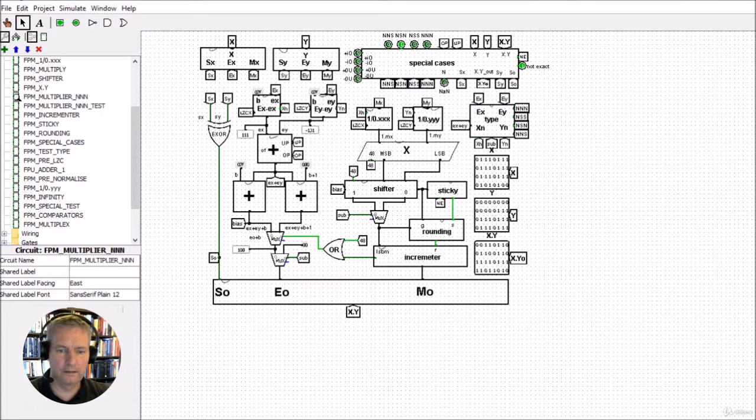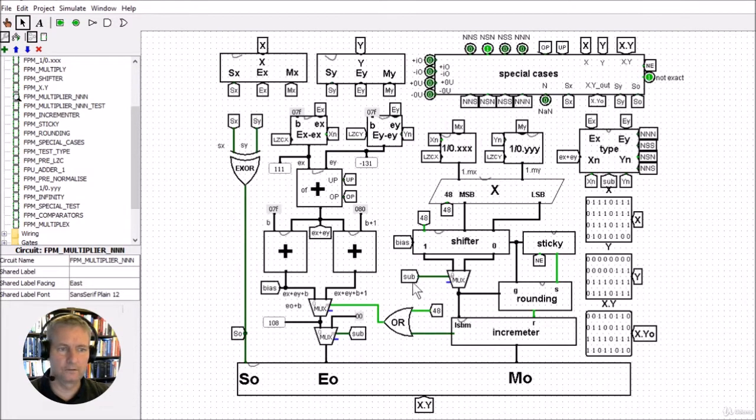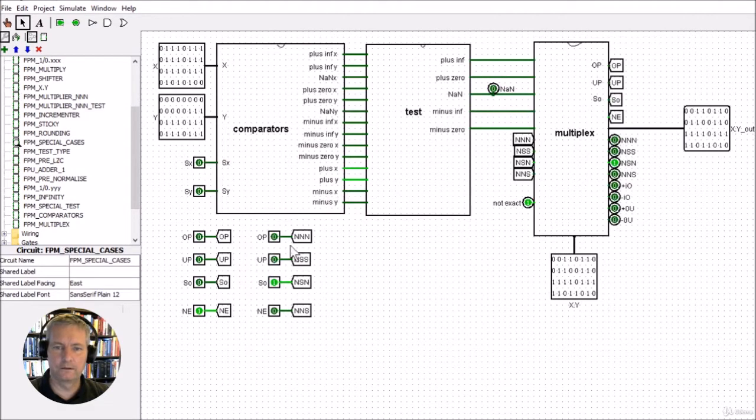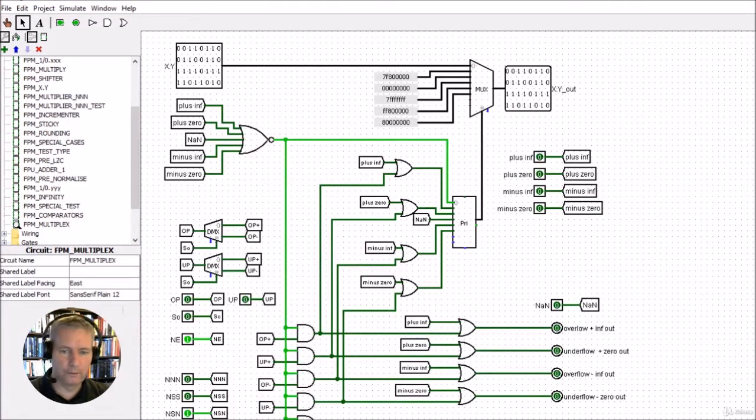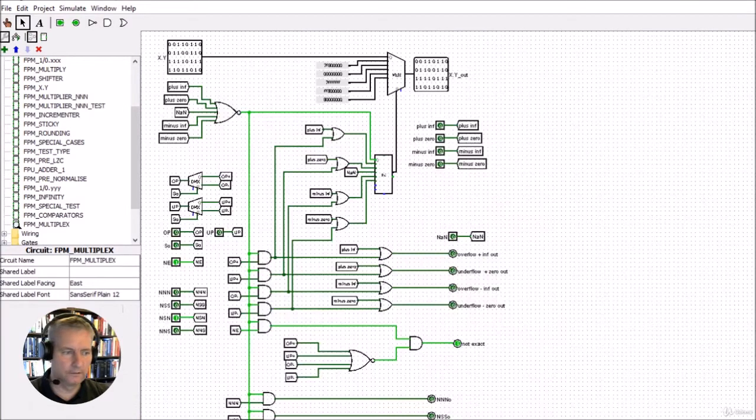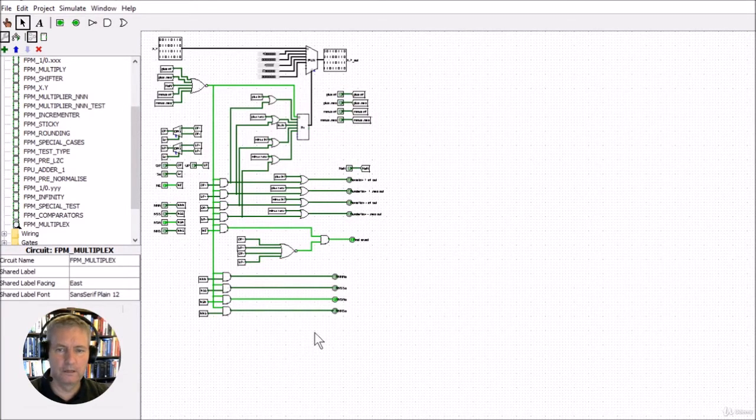I'll zoom in a bit again so we can see it. So that's the outputs here, and this is the inputs to the special cases. So it comes out here and in here. When we go into the special cases, this is the input here, and we put them into the multiplex section. So they come in through the multiplex here. And again, I'll zoom out a little bit so you can see this here. It's a bit smallish, but these are the 4 inputs here.